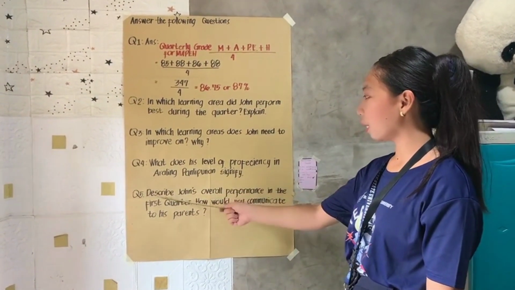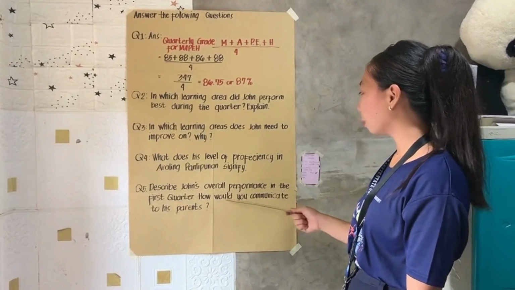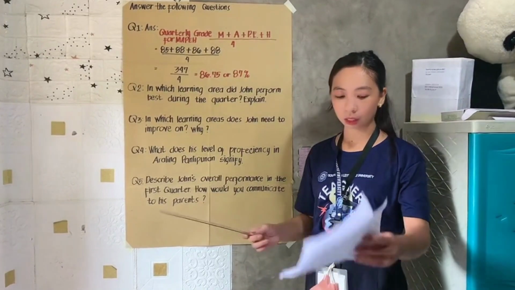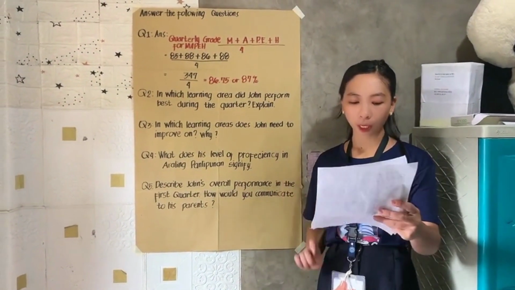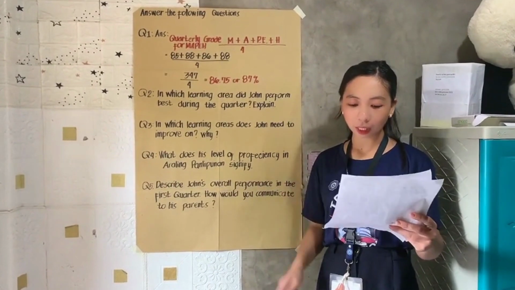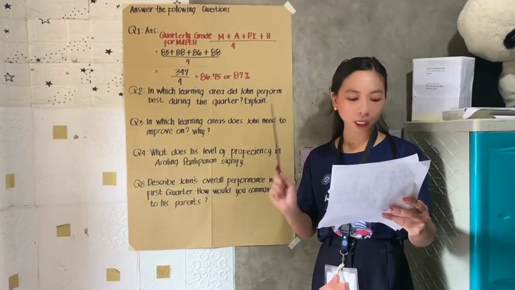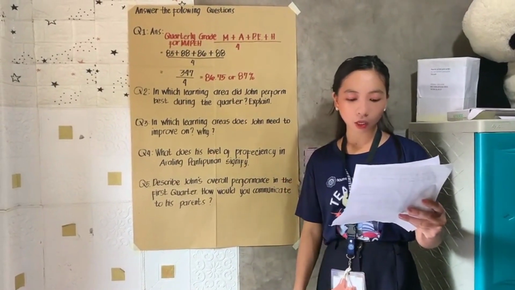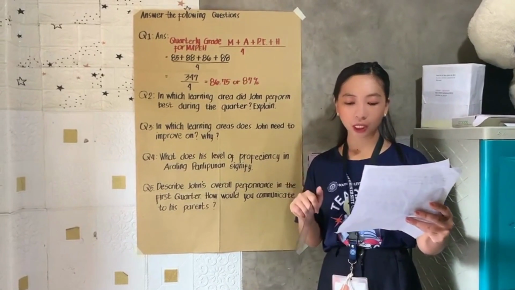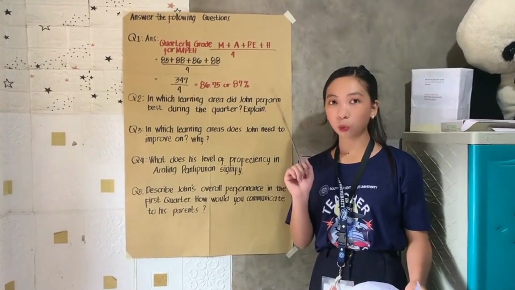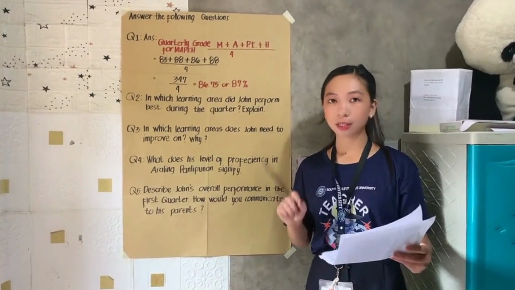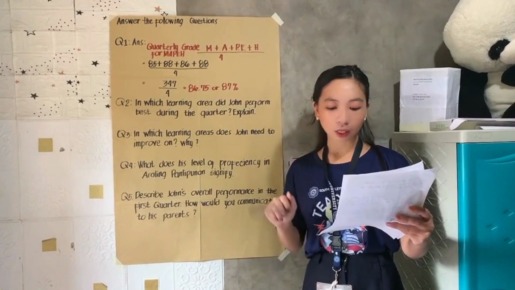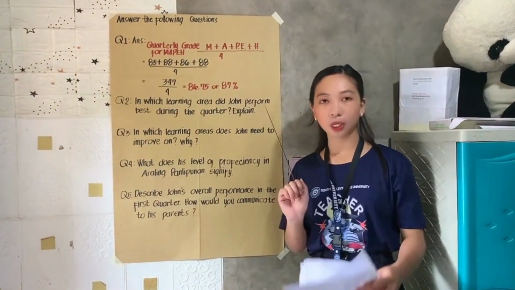And question number 5, describe John's overall performance in the first quarter. How would you communicate to his parents? So John's overall performance is good aside from mathematics, which means he needs to have an improvement. And all I can say to his parents is their son is doing well in all subjects aside from mathematics, but nothing to worry about because I can see that he's trying his best in order to excel in mathematics.